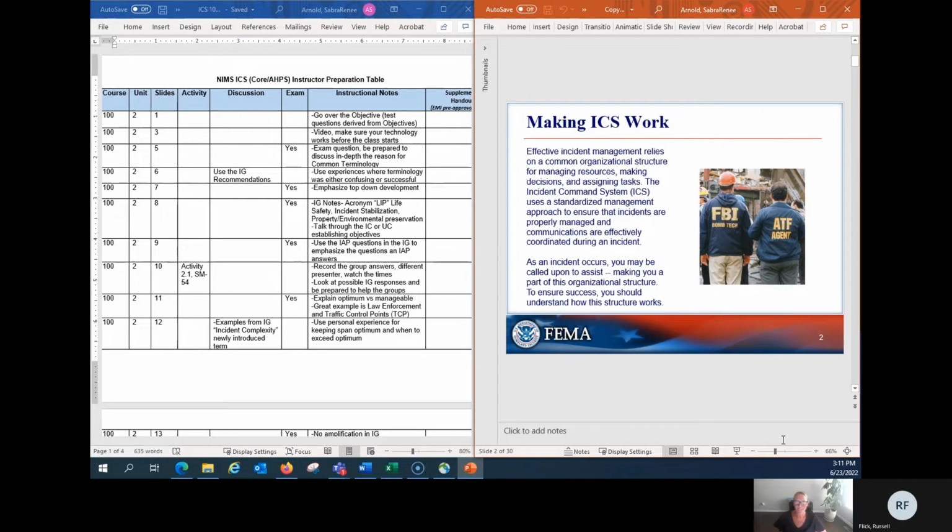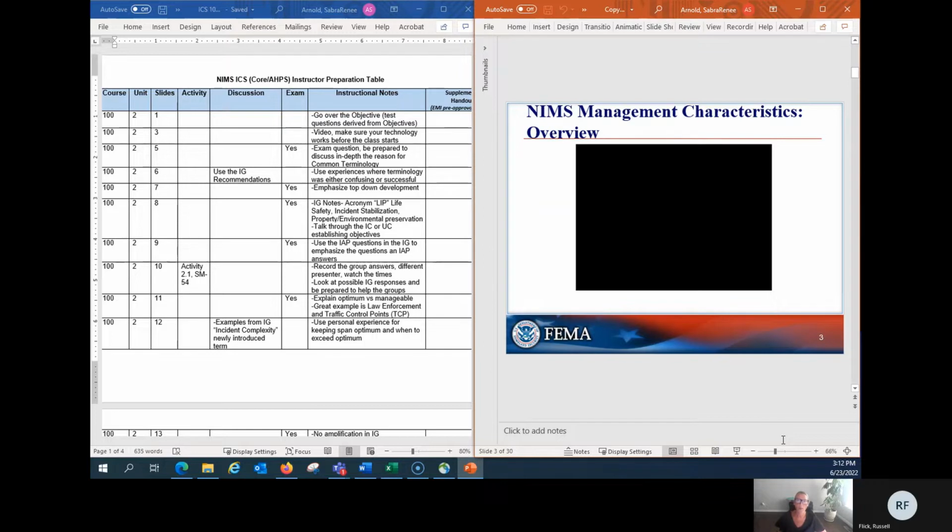A lot of words here. What I would point out is how ICS works and just the basics of making it work. Whenever you have a video, which you'll see on slide 3, prior to conducting a course, you need to make sure that video works, that it's been downloaded, and that you test it several times before going in and delivering any type of training.